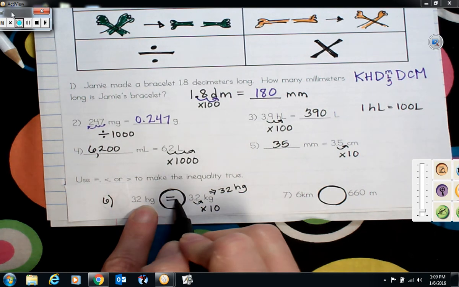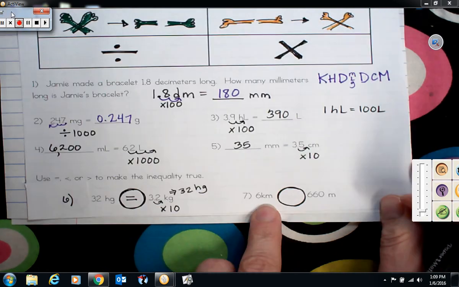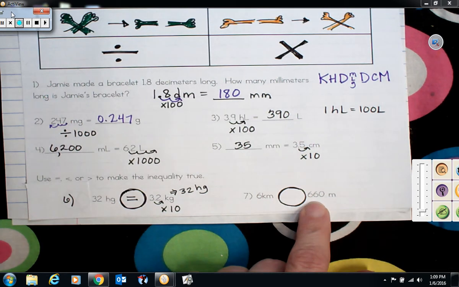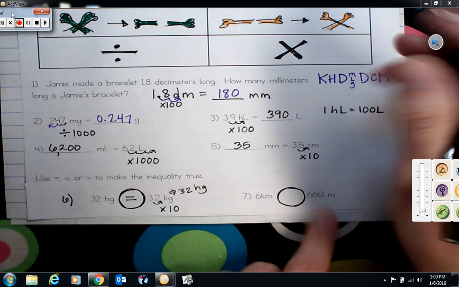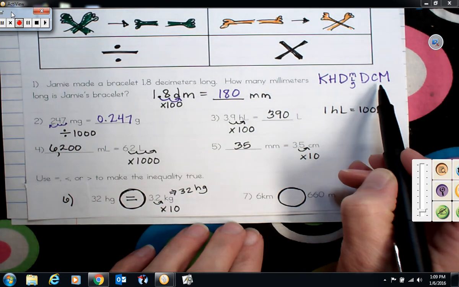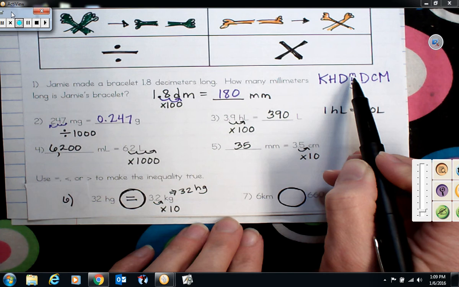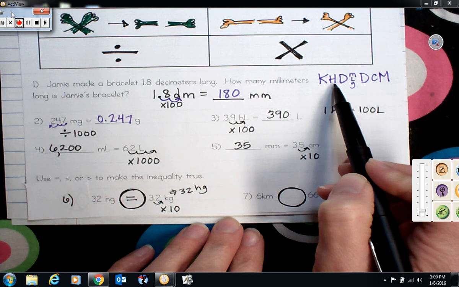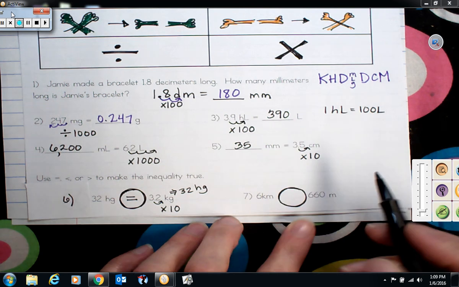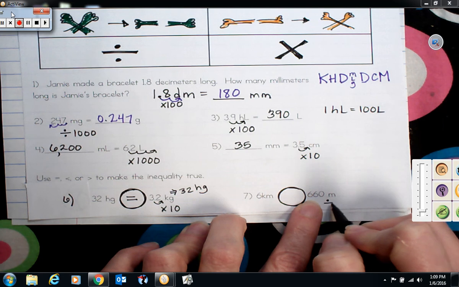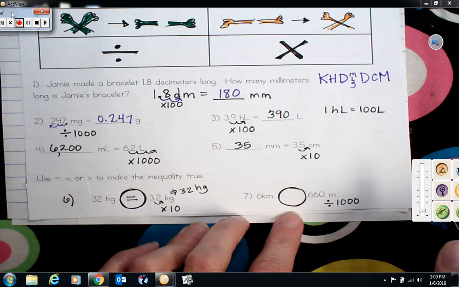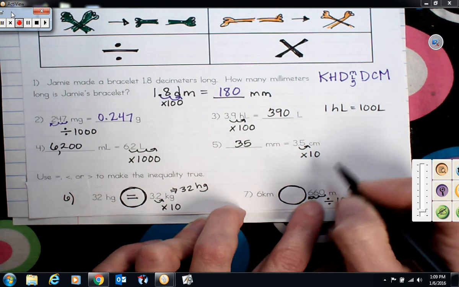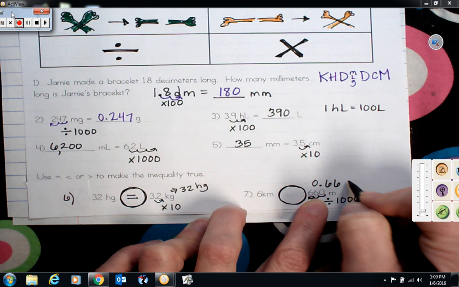Those two are equivalent. And lastly, 6 kilometers and 660 meters. So if I change the meters to kilometers, if I look at my chart, meters is in the middle here. Meters to kilometers means that I'm going divided by 10, divided by 10, divided by 10. So I'm dividing by 10 3 times. That's dividing by 1,000. When I divide by 1,000, I'm going to move my decimal 3 places to the left. And this is equal to 0 and 66 hundredths kilometers.